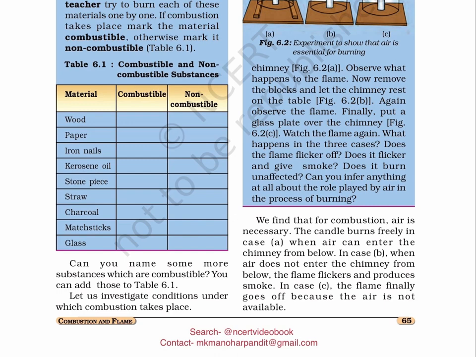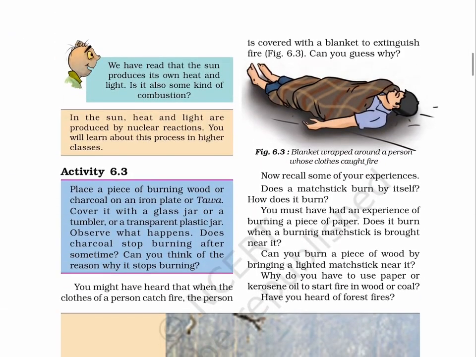Page 66. Bujo says, "We have read that the sun produces its own heat and light. Is it also some kind of combustion?" In the sun, heat and light are produced by nuclear reactions. You will learn about this process in higher classes.